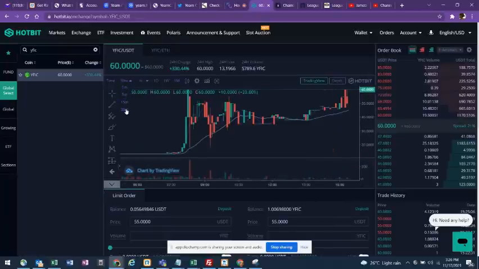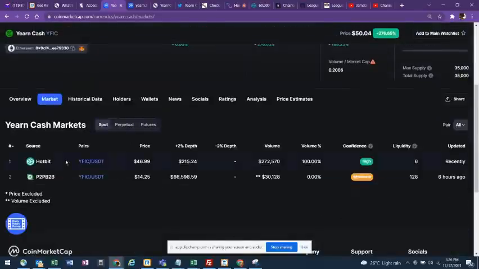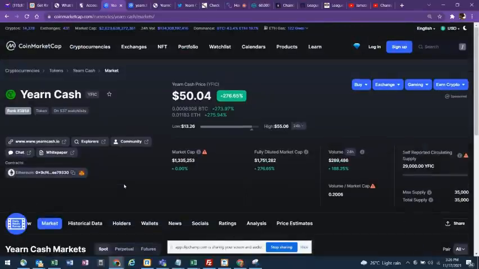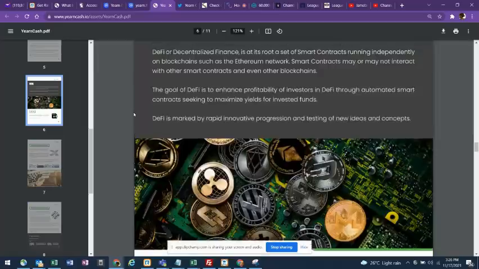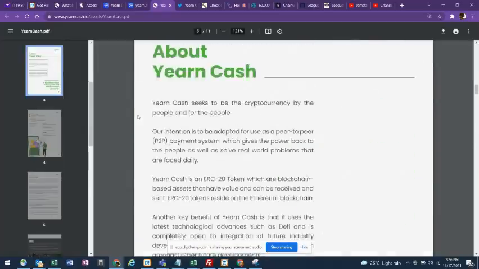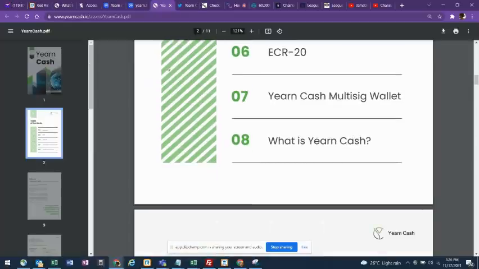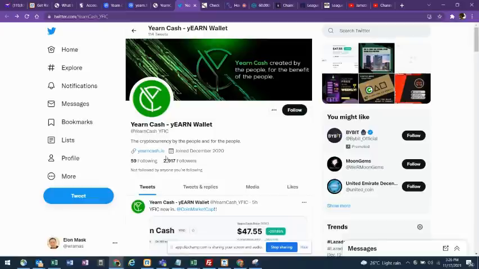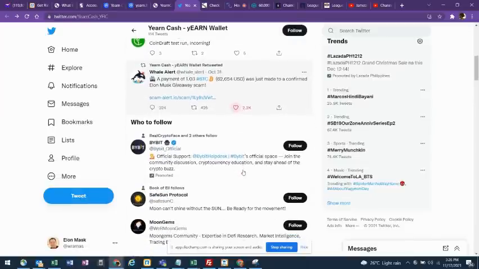Okay, and you can only buy this token at Hotbit or the other one, P2B. And that's the white paper. You can go through it because it's quite lengthy, guys. I'll put this white paper in the description below. And this is the Twitter page, the community page that they have. For any updates, you can read here.